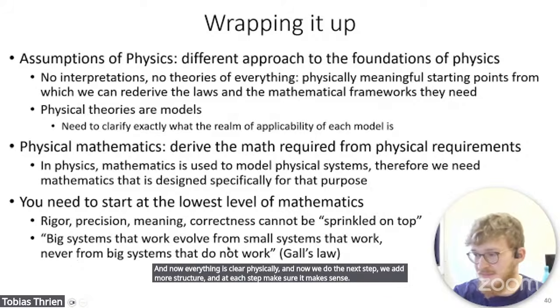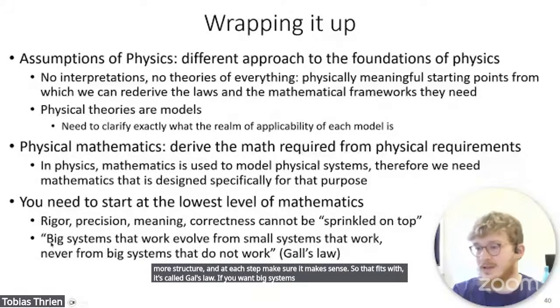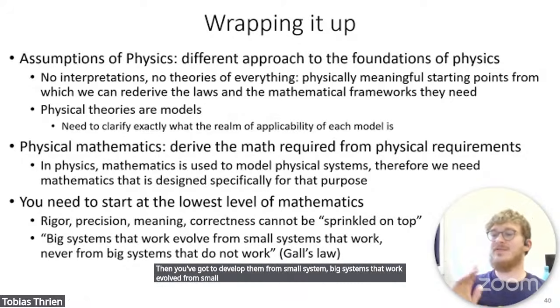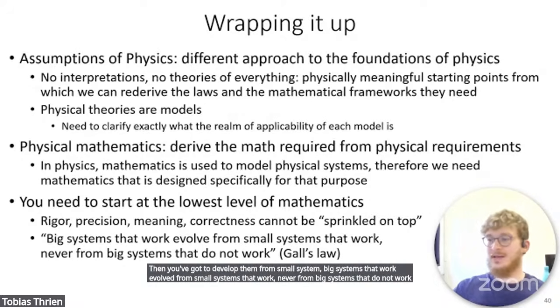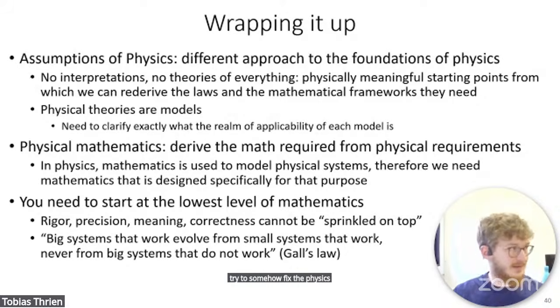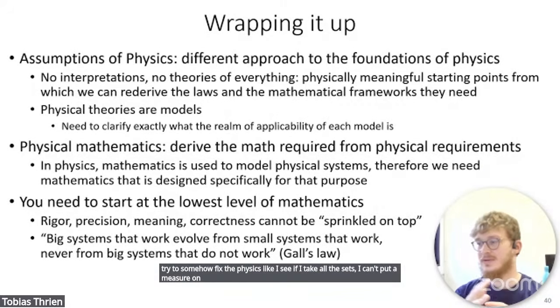So that fits with what's called Gall's law. If you want big systems that work, then you have to develop them from small systems. Big systems that work evolve from small systems that work, never from big systems that do not work. I can't take the full mathematical structure, all the layers, and then try to somehow fix the physics. If I take all the sets, I can't put a measure on them. I get the Banach-Tarski paradox. We're just internally confused at each step. I build them up and I avoid that kind of stuff.